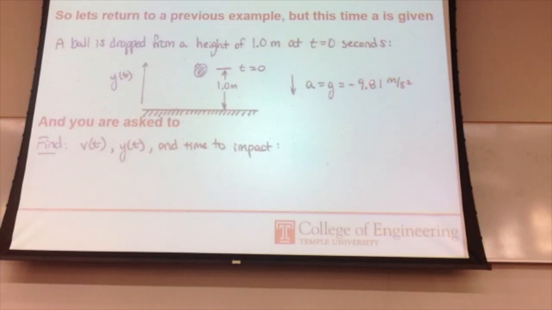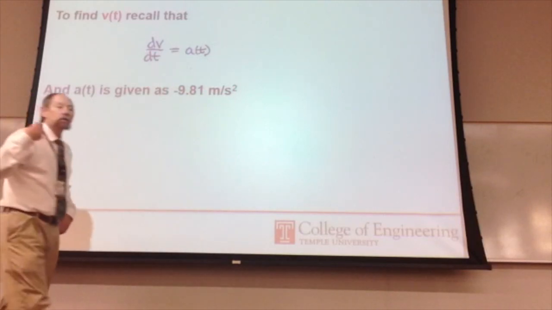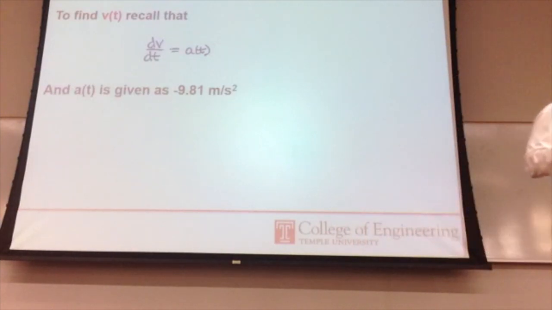Well, we're going to integrate that to get velocity. Again, dv/dt is equal to a of t, and a of t is minus 9.81 meters per second squared. What is the integral of minus 9.81 meters per second squared with respect to t? Sir, here, in the brown shirt. What is the integral of minus 9.81 meters per second squared with respect to t?